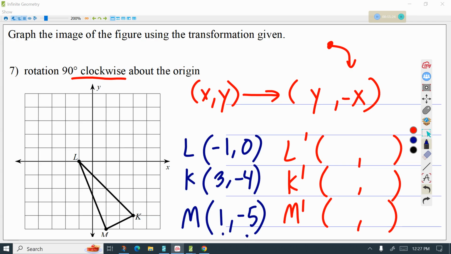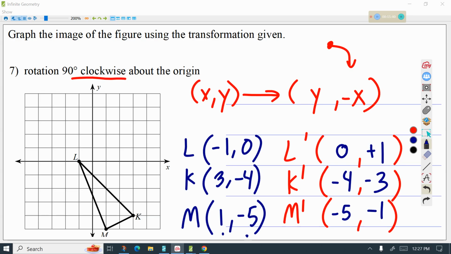So notice it says to switch the numbers, right? So I switch the 0 and the -1, and I change the 1 on the right. I switch the -4 and the 3, and I change the 1 on the right. I switch the -5 and the 1, and I change the 1 on the right. So those are my points, okay?